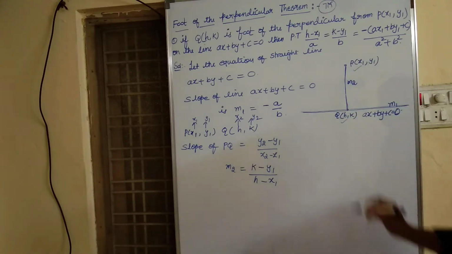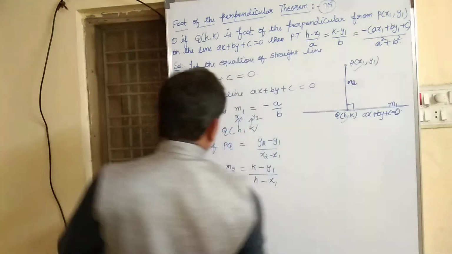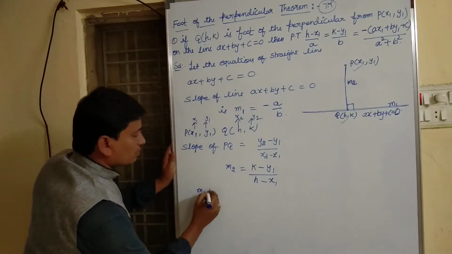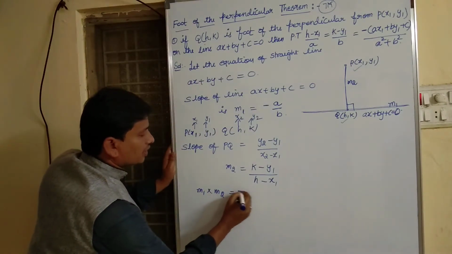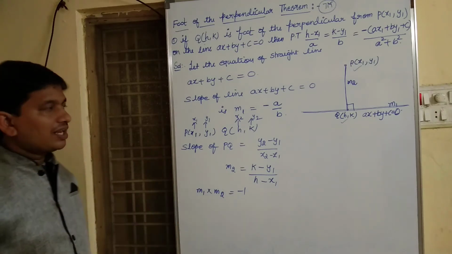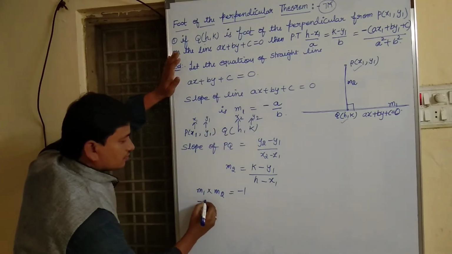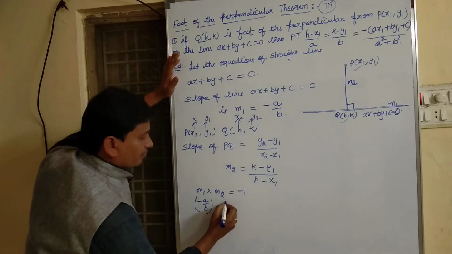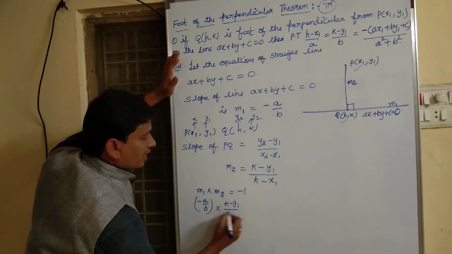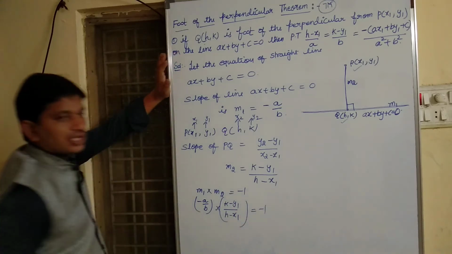If you observe here, as they both are perpendicular to each other, hence we know that the product of the slopes, that is m1 into m2, is equal to minus 1 children. m1 into m2 equal to minus 1. What is m1 children? m1 is minus a by b into what is m2 children? m2 is k minus y1 by h minus x1, which is equal to minus 1 children.